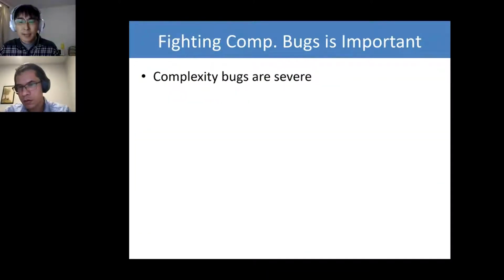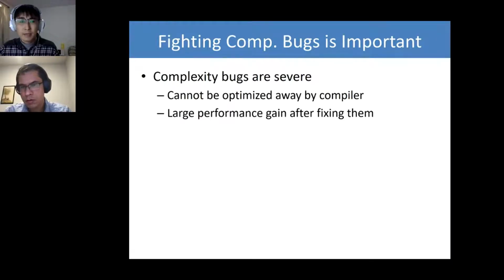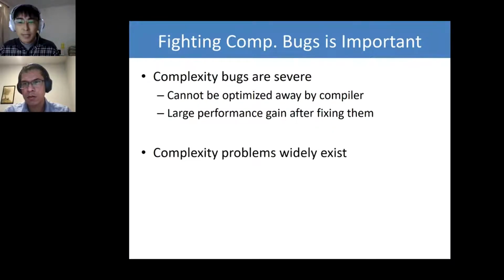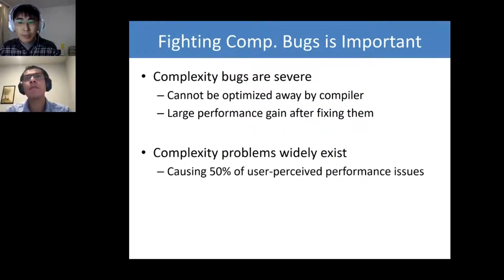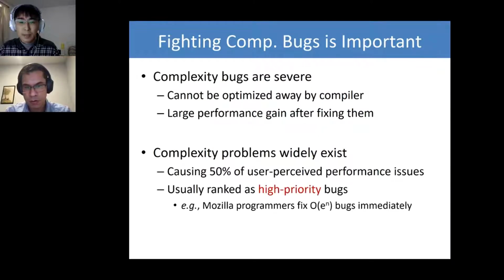Many complexity bugs are like this MySQL bug. They cannot be optimized away by compilers. Fixing them can gain a huge performance improvement. Moreover, complexity bugs widely exist in software. As shown by our empirical study, they cause half of the user-perceived performance issues. Programmers usually rank complexity bugs as high priority in the development. For example, Mozilla developers will immediately try to fix complexity bugs, degrading exponentially. Therefore, it is important to combat complexity bugs.